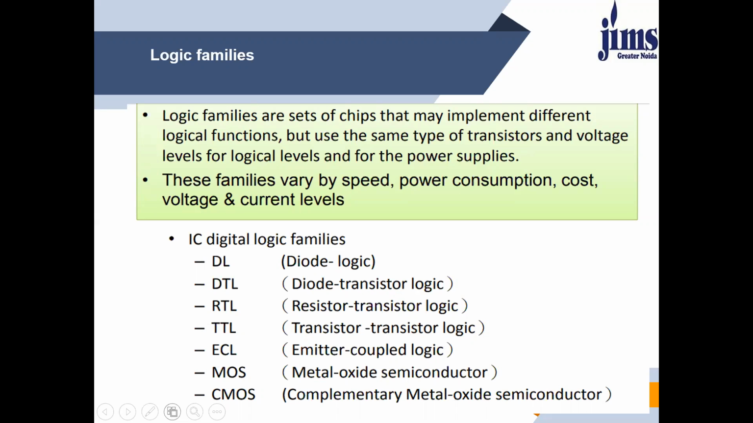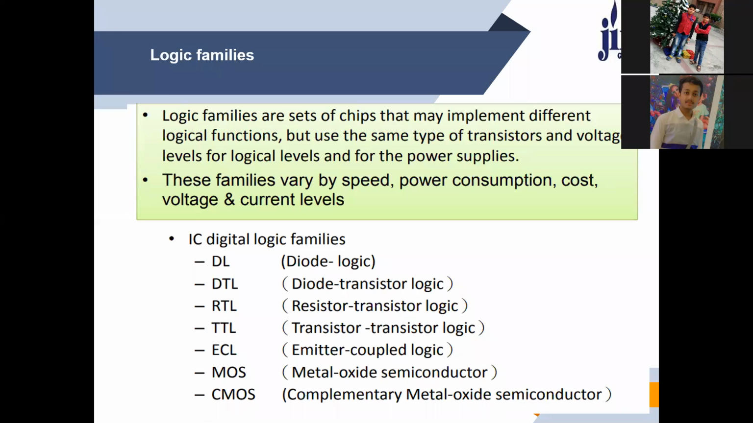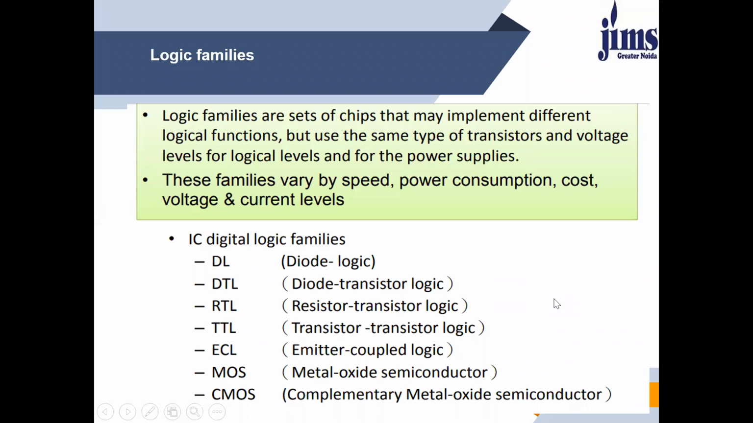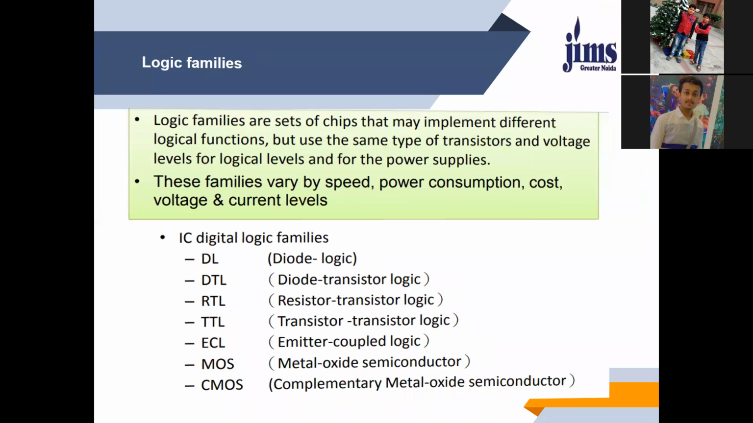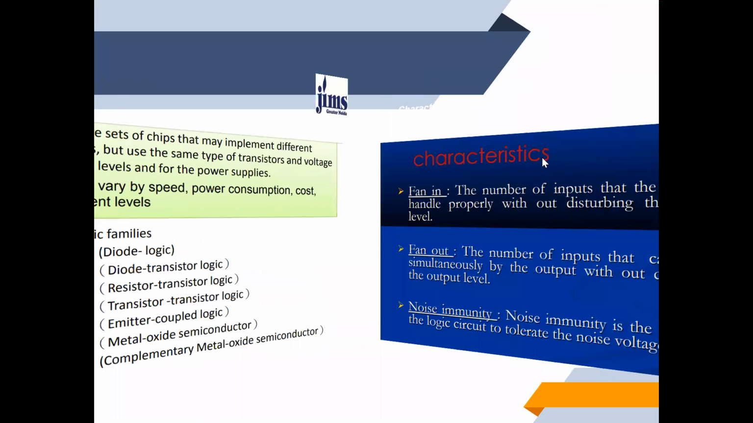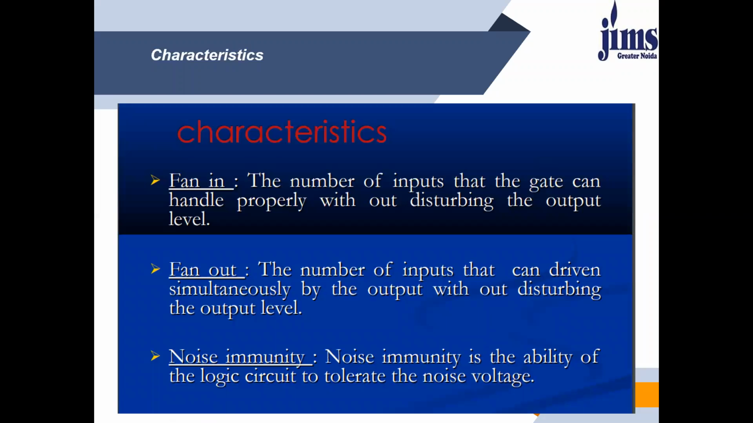Diode logic, diode transistor logic, resistor transistor logic, transistor transistor logic, ECL meaning emitter coupled logic, MOS meaning metal oxide semiconductor logic, CMOS complementary metal oxide semiconductor. So these are the various logic types which we are going to define. Now before going deep into the various logic families, we will first give an overview of their characteristics, meaning before choosing a particular logic family, what characteristics need to be checked.